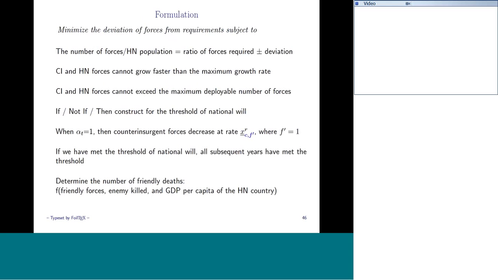So I didn't put the math in here, but this is just a summary of the math in English. We're minimizing the deviation of the forces from what we required, and we need to account for all these things such as force to host nation population ratio, counterinsurgent to host nation forces can't grow faster than the maximum growth rate, can't exceed the maximum employable number. We've got the logic to enforce the expiration of national will, and then what happens once we've met that. And clearly we have to put the regressions in there. So we have to determine the number of friendly deaths, which is a function of the various independent variables we've determined from the statistical regressions. So all that goes into the model as well to determine the X's, the number of forces to deploy.